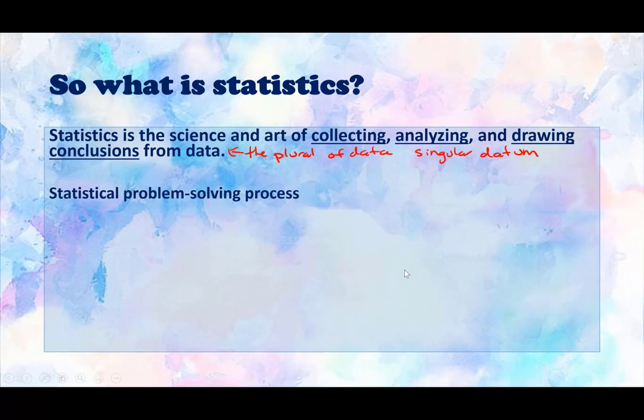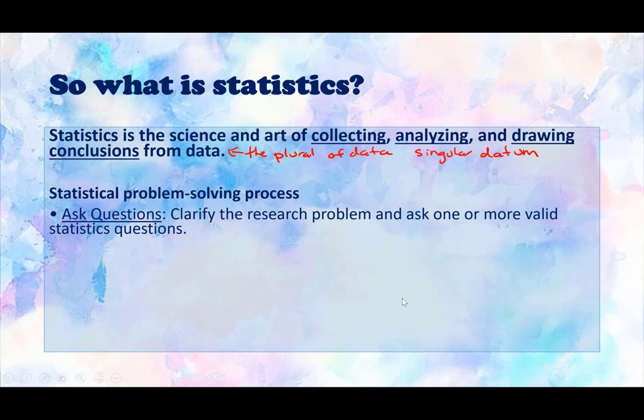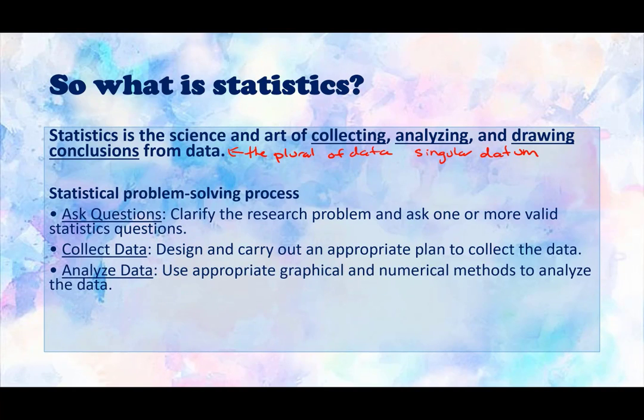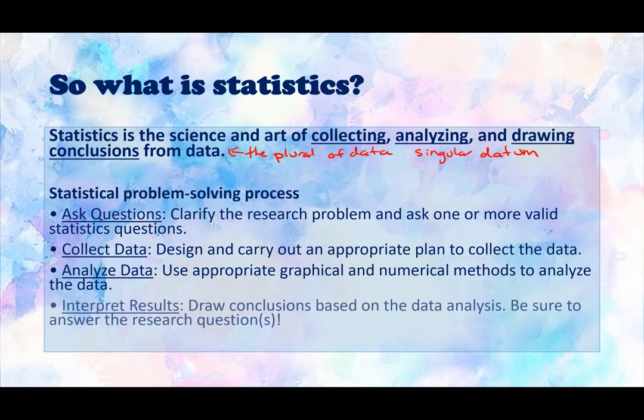So the statistical problem solving process: the first thing you want to do is ask questions. When you're asking questions, you're clarifying the research problem and asking one or more valid statistical questions. Then you want to collect data: design and carry out an appropriate plan to collect the data. You want to analyze the data, using appropriate graphical and numerical methods. And then the last thing you want to do is interpret results, which is one of the most important things, because why would you be doing this in the first place if you were not going to make conclusions based on your data?